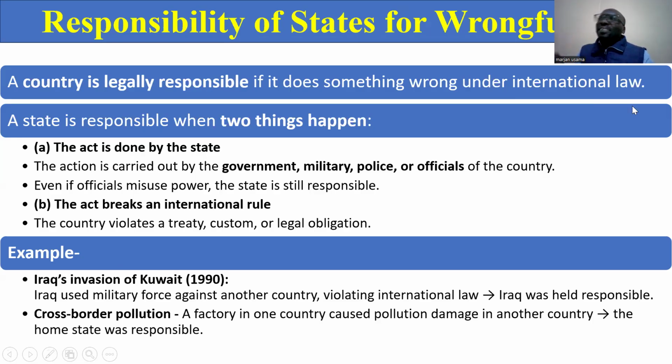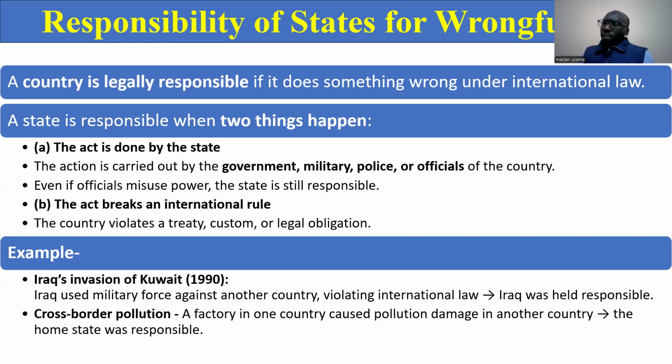So as a country, you are responsible under 2 circumstances. A state is responsible when 2 things happen. Number 1, the act is done by the state. So the action is carried out by the government, military, police, or official of the country. Even if officials misuse power, the state is still responsible.